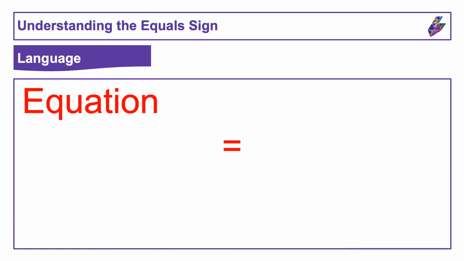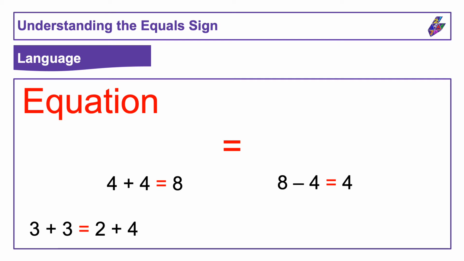This word says equation. As a reminder, an equation is anything with an equals sign in it. The following are all examples of equations because they all have an equals sign in them. 4 plus 4 equals 8, 8 minus 4 equals 4, 3 plus 3 equals 2 plus 4, 6 equals 6, and 4 equals 8 minus 4.